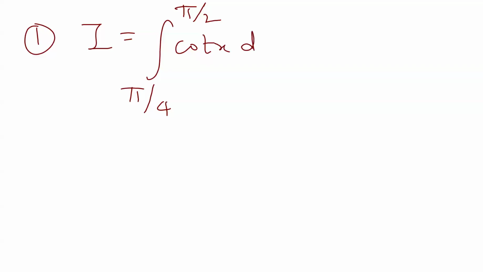Cot x dx. Now this is called the lower limit, and this is called the upper limit. Lower limit and upper limit. So these are definite integrals. There is no plus c. The solution will not have plus c in the final answer.